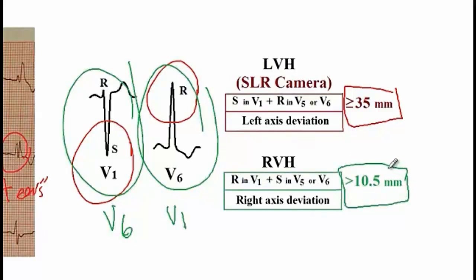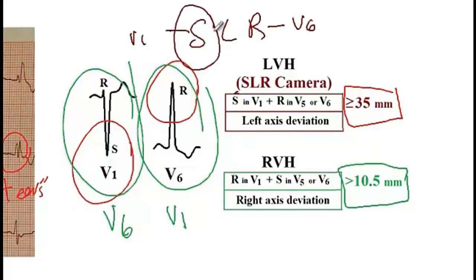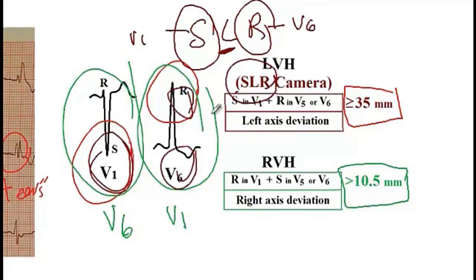Now the memory aid that I have provided you to remember which waves to look for in V1 and V6 is SLR cameras. I'm sure that you've all heard of SLR cameras. So SLR: S goes for V1, and then R goes for V6. So we have an S wave in V1 and an R wave in V6 in patients with left ventricular hypertrophy. Again, S in V1, R in V6 in patients with left ventricular hypertrophy.